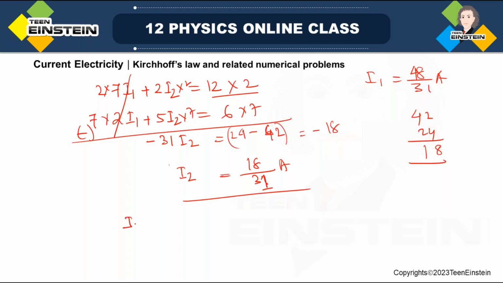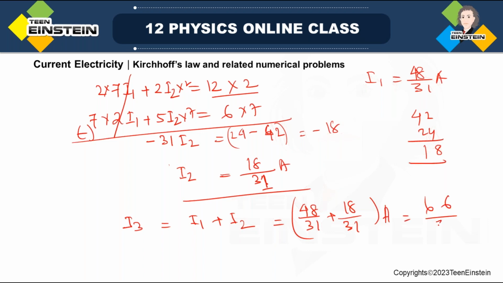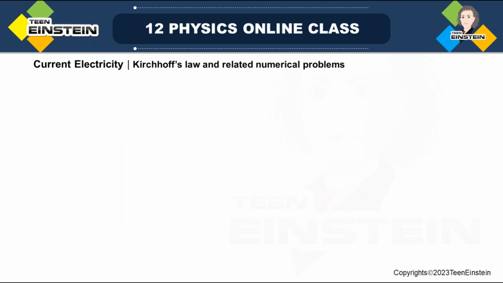Then see what will be I3? I3 is sum of these two. 48 by 31 plus 18 by 31. This is in ampere. So this will be 66 by 31 ampere. Okay, so these are the values of the current. So I think this is the way to solve various numerical problems. I'll take another problem and then I will conclude the session.